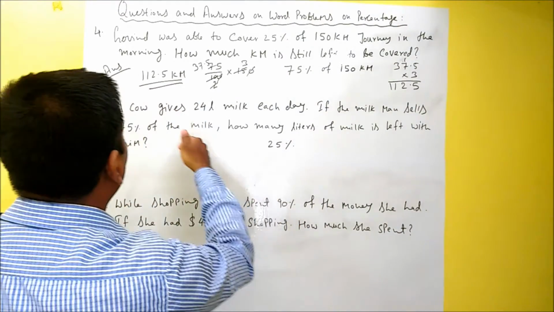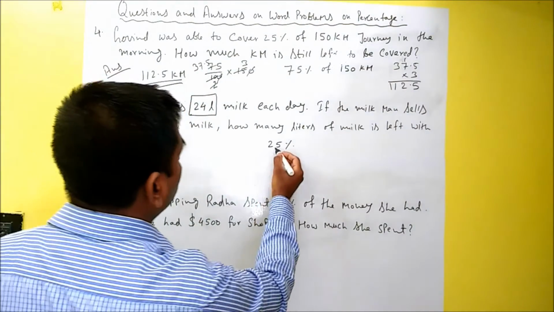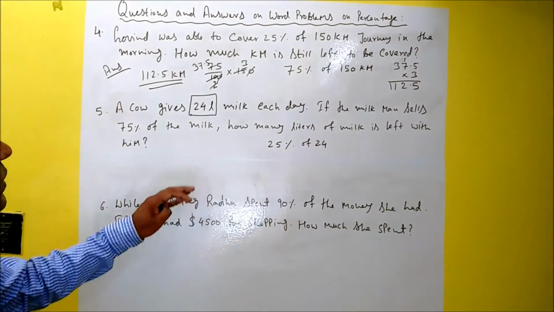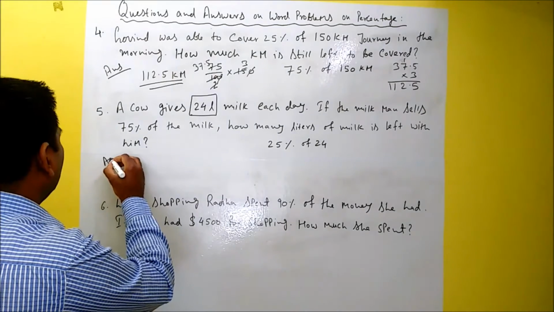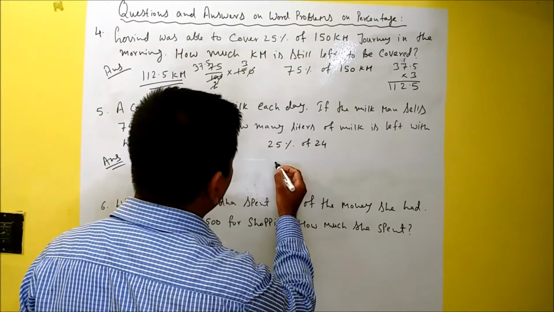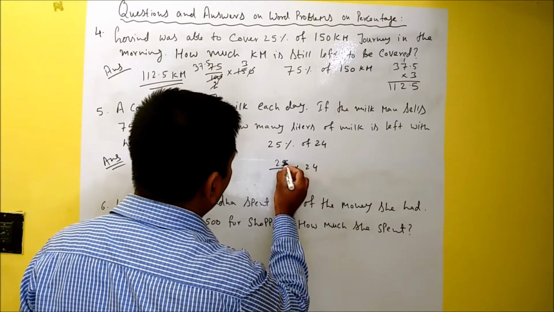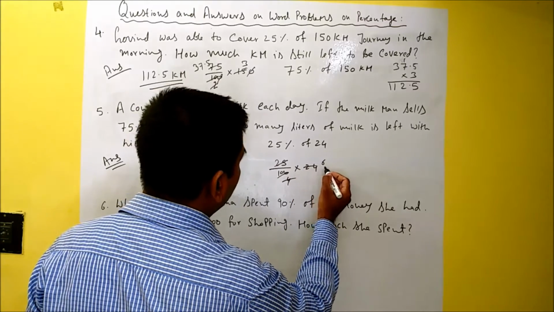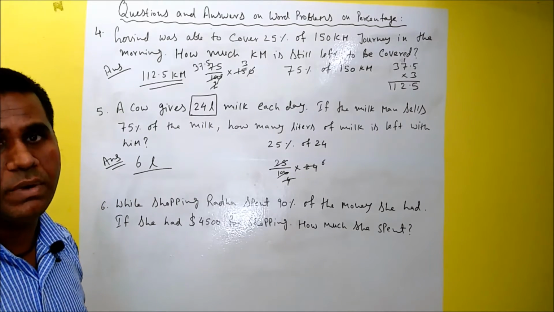So 25%, and the cow gives 24 liter of milk. So this is the total amount of milk, right? So 25% of 24, if we calculate, we will get the answer, which says how many liters of milk are left with the milkman. So before writing the answer, let's quickly calculate this. So this can be done like this: 25 upon 100 multiplied with 24. 25 fours are 100, and 4 into 6 are 24. So the answer is 6 liters. 6 liters of milk is left with the milkman.